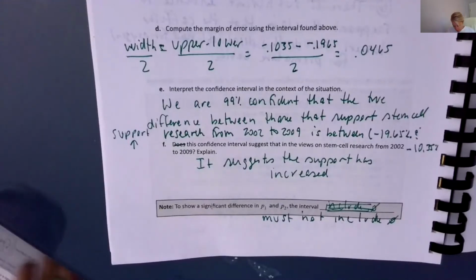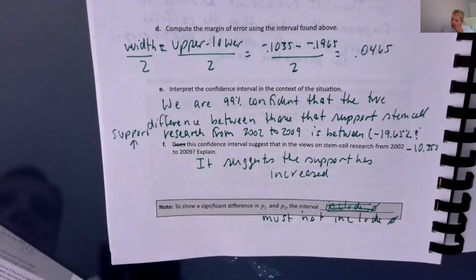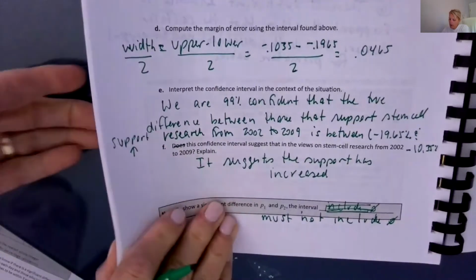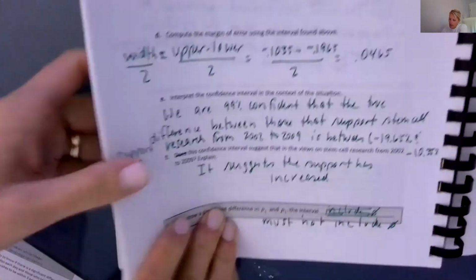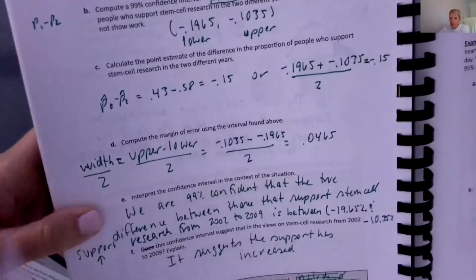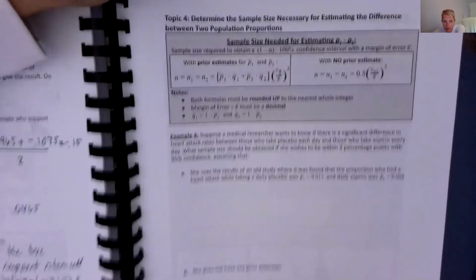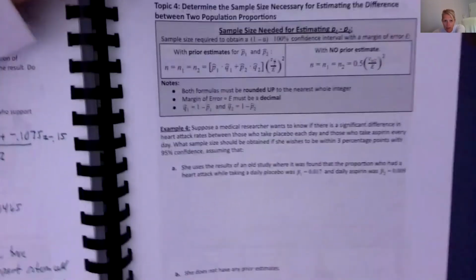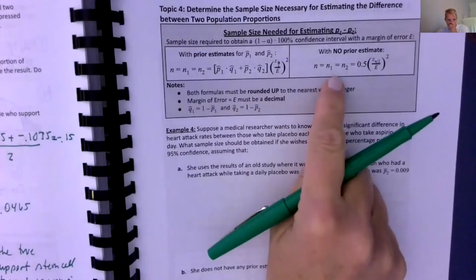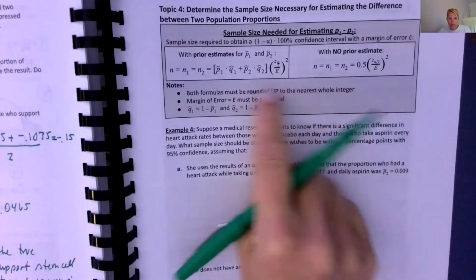Take a minute and make sure you've got that all down there. Okay. The last thing we're going to do in lesson 11.1 is look at what kind of a sample size do we need if we want to test two different sample proportions that are independent. And there are two formulas. One, again, if there's a prior estimate, and one with no prior estimate.